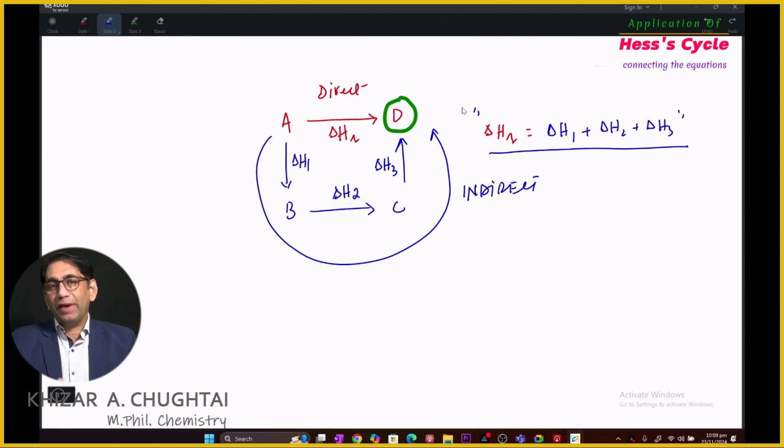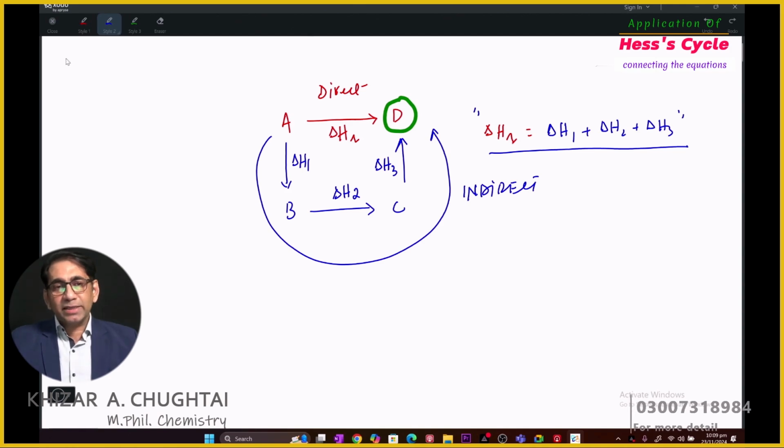With the help of Hess's law, we can connect different reactions or equations if they have common entities. If two, three, or four reactions have mutually common entities, then we can connect them into a cycle and find the missing enthalpy change of a chemical step or reaction.